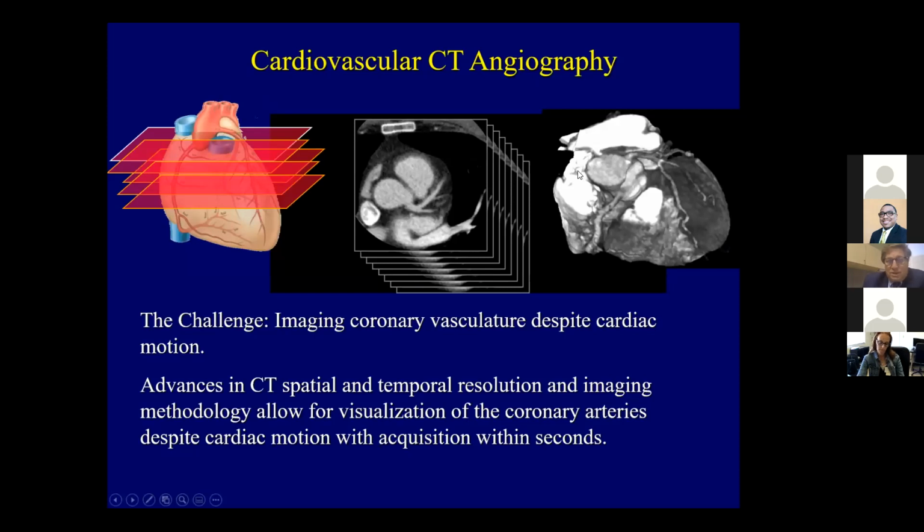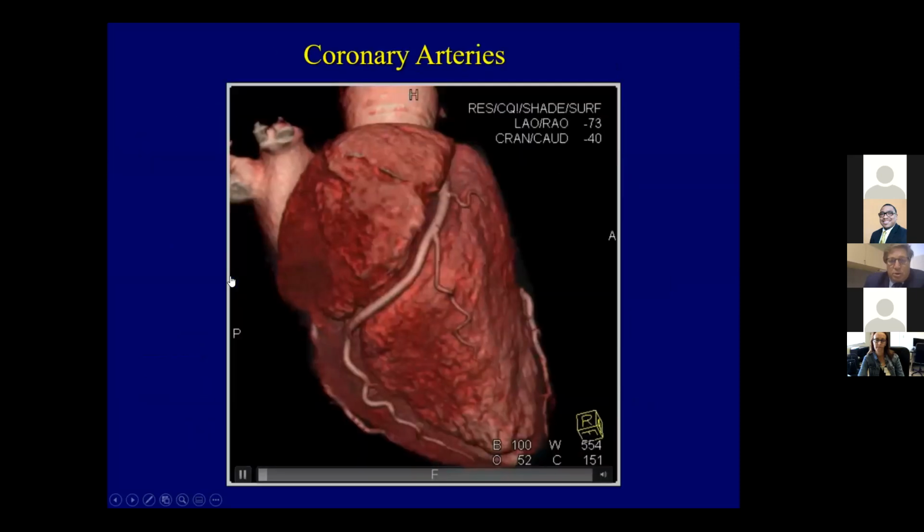So what's the challenge? CT's been around since the 1970s. The challenge is that we're imaging the coronary vasculature despite cardiac motion. But basically, advances in spatial and temporal resolution, the film speed and shutter speed of the CT scanners, allow for visualization of the coronary arteries despite cardiac motion. The acquisition occurs within seconds. Again, it requires iodinated contrast and radiation, with radiation doses going down significantly with newer scanners and dose modulation protocols.